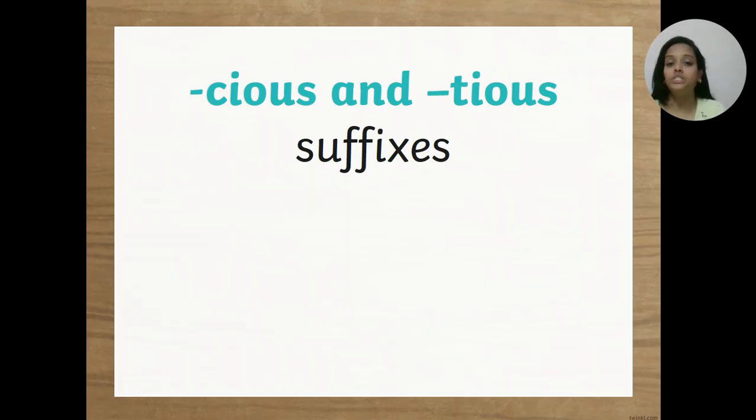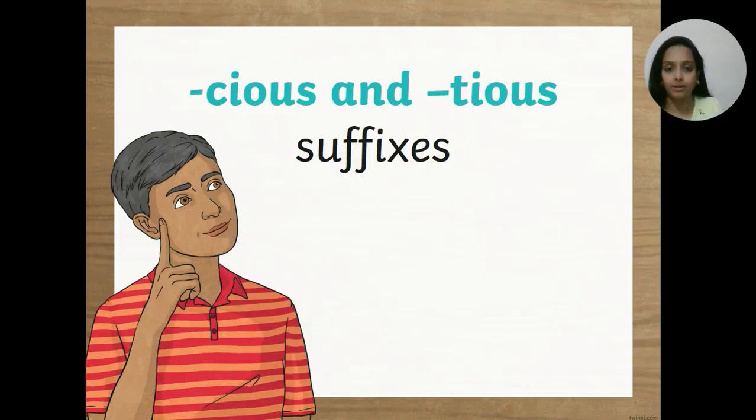This video is about the spelling rules for suffixes. "Shus" and "shus" both sound the same way, but if you see the spelling, this suffix is CIOUS and this suffix is TIOUS. Now let's see the rules one by one.